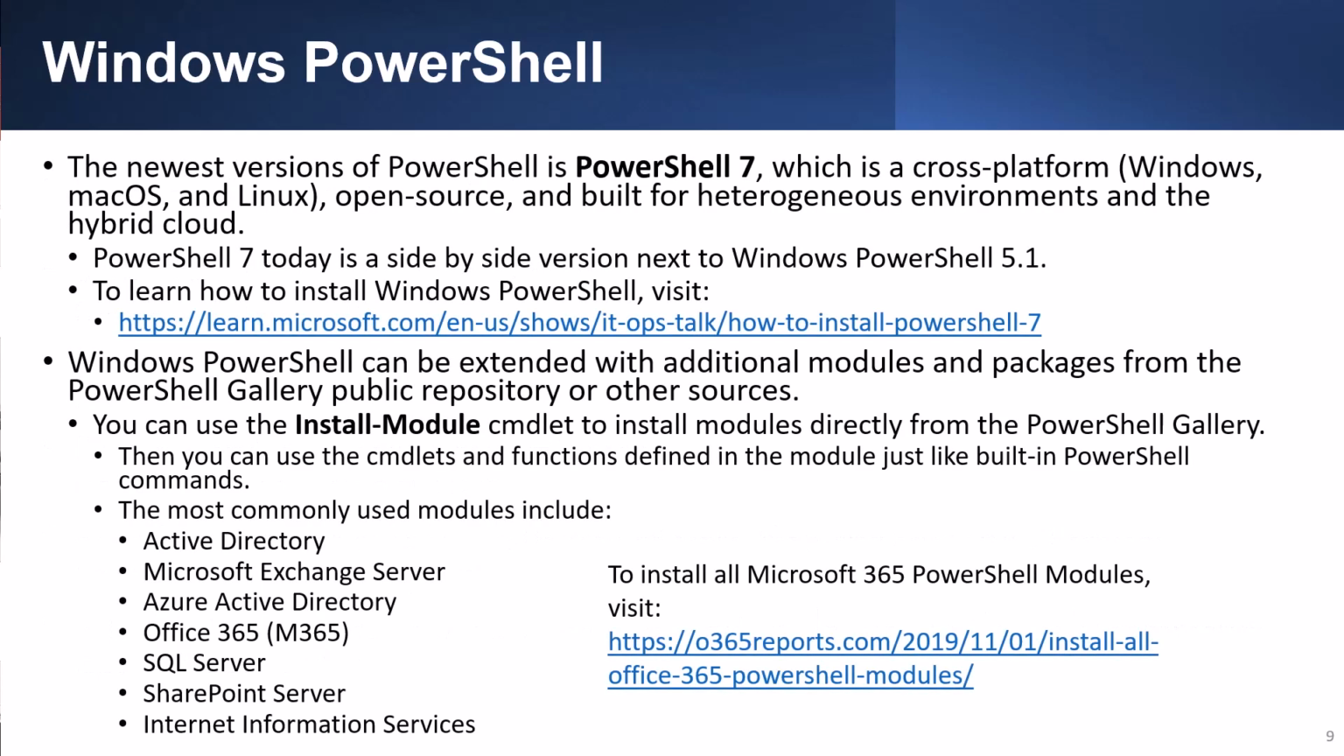The newest version of PowerShell is PowerShell 7, which is cross-platform for Windows, macOS, and Linux. It's built for heterogeneous environments in the hybrid cloud. PowerShell 7 today is a side-by-side version next to Windows PowerShell 5.1. To learn how to install Windows PowerShell, visit the site shown on the screen.